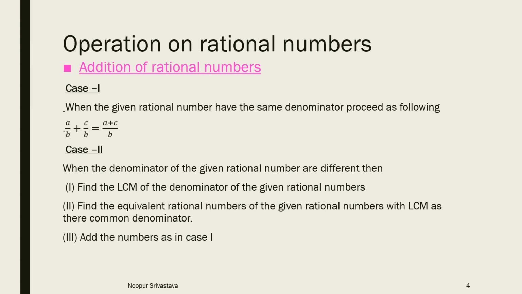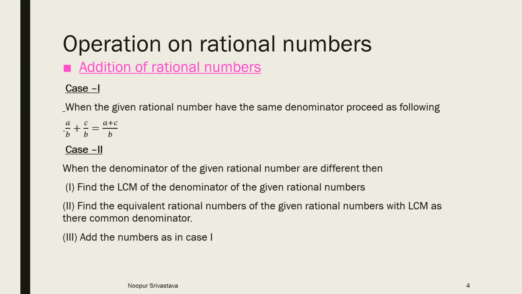Operations on rational numbers. First of all, we are going to understand the addition of rational numbers. Case 1: when the given rational numbers have the same denominator, we can proceed as follows. As I have given here, a by b plus c by b is equal to a plus c upon b. So 1 by 2 plus 3 by 2 can be added like this: 1 plus 3 upon 2, that is 4 upon 2.